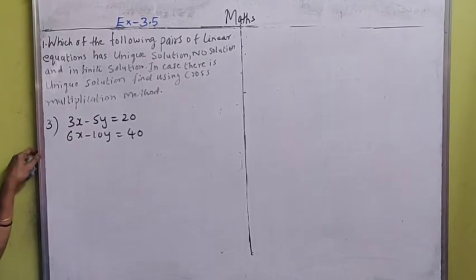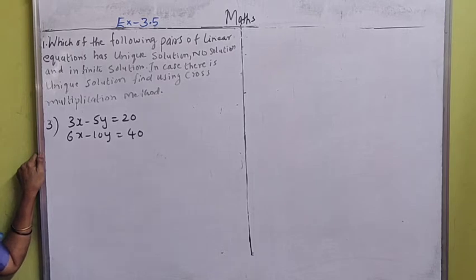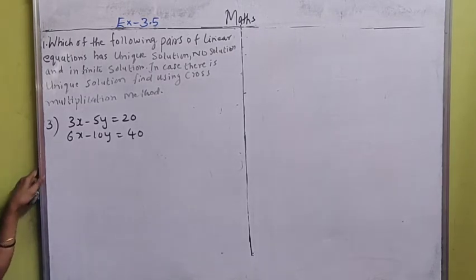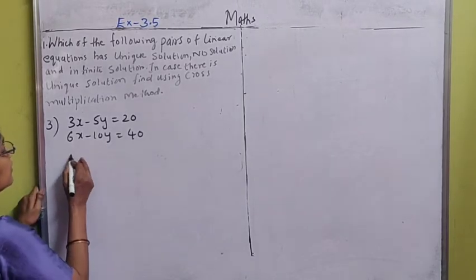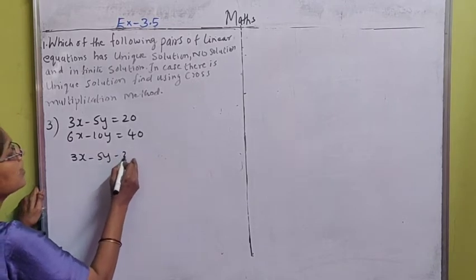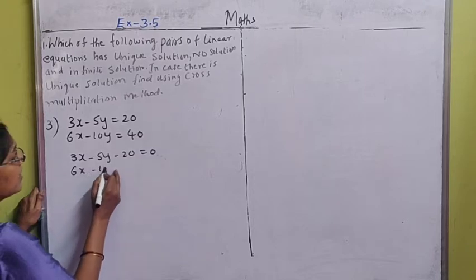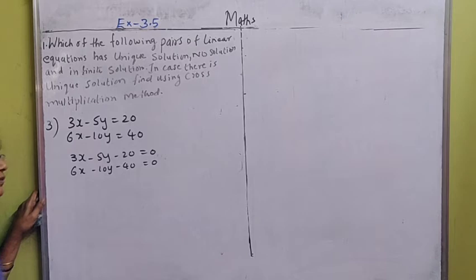Let us see now sum number 3. In the same way we have to find out whether it has a unique solution, no solution, or an infinite solution. First we have to see whether the arrangement is there or not. So let us see the arrangement. 3x minus 5y minus 20 is equal to 0. 6x minus 10y minus 40 is equal to 0.